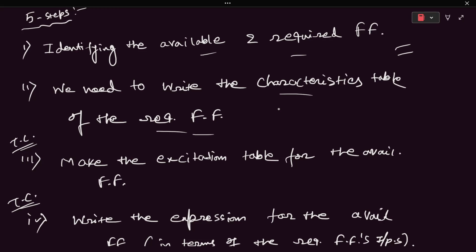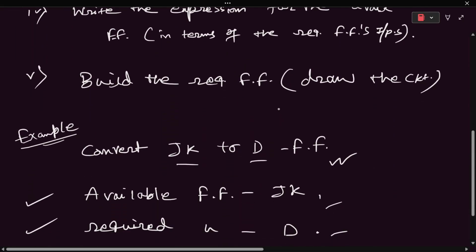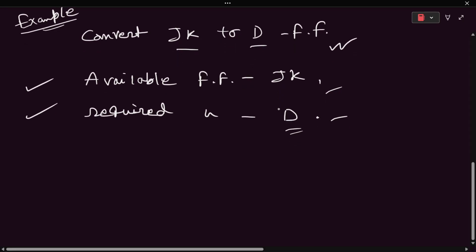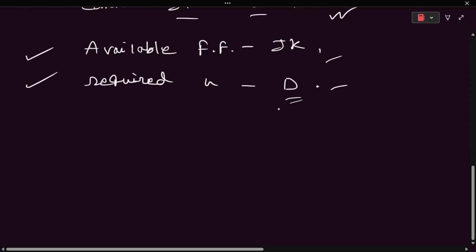Okay, so the next step is we need to write the characteristics table of the required flip flop. Our required flip flop is the D flip flop that we are going to build using JK. So we will write the characteristics table for the D flip flop. The characteristics table is nothing but the present state and next state table, that we are going to build using the truth table.